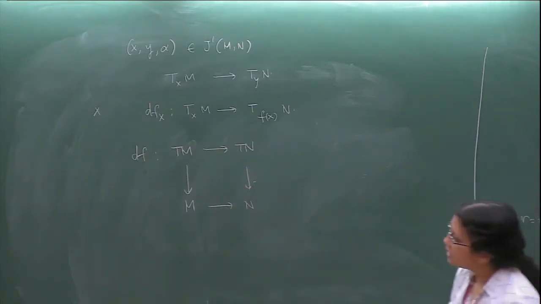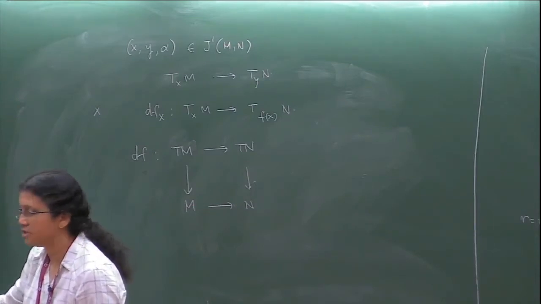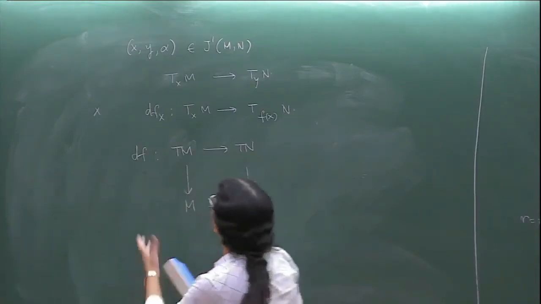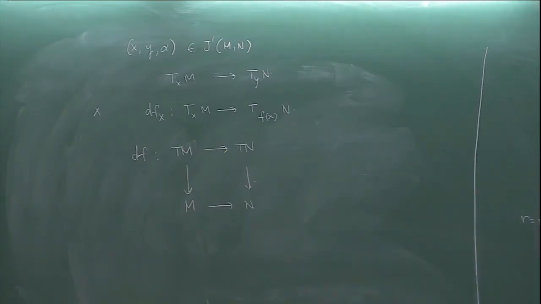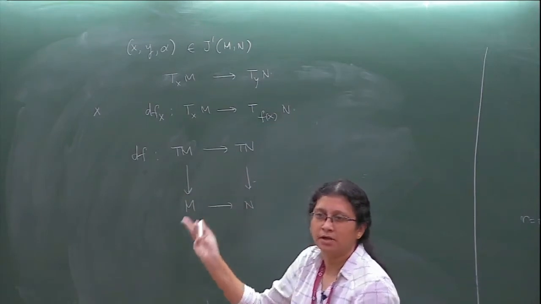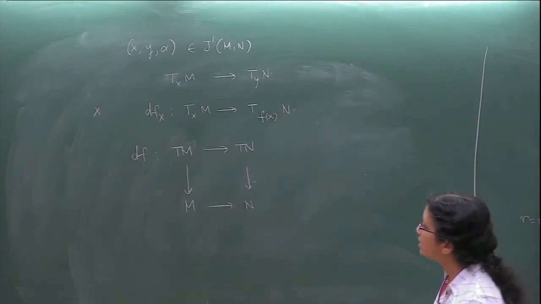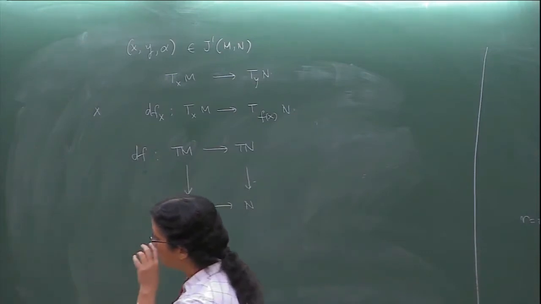So, if you have a smooth map and you look at its associated J1f, that is nothing but the derivative map that we know of. At each point you look at the derivative of the function f at the point x. So df is a map between the two tangent bundles. Okay? So it is easy to remember here in this case.